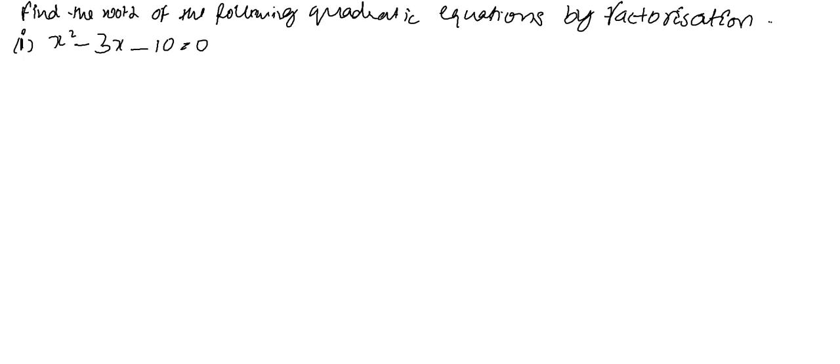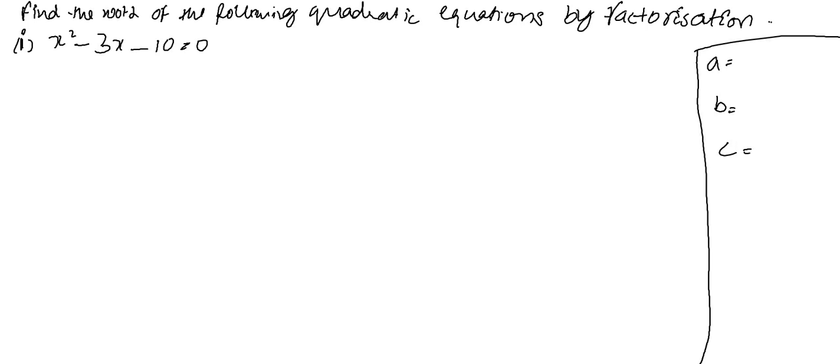So what is factorization method? When a question is given, find the roots of the following quadratic equation by factorization method, what you have to do is take the equation, write it down, and at the right side of your paper, just make a rough column where you can do all your calculations and rough work. So here you have to write like this: A, B, and C. In the factorization method, you have to split the middle term. So how exactly can you split the middle term? I will be showing it to you today. So watch my video till the end.